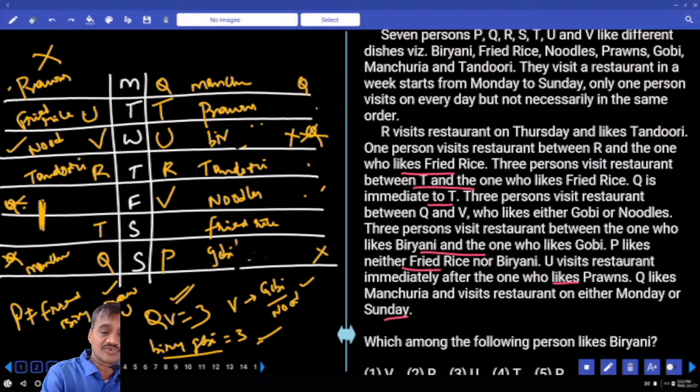Then who is the person left over here? S is the person left over, and S likes fried rice. Now this is about question numbers 1 to 4.